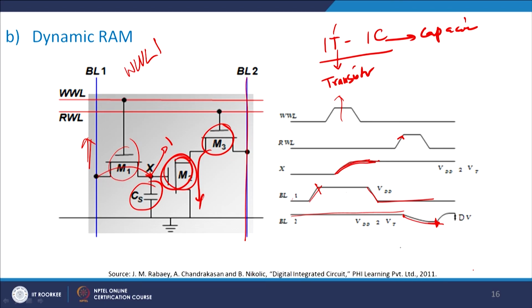So, dynamic RAMs are therefore based on a 1T 1C cell. This capacitance CS is able to store the data till the next read or write cycle comes into picture. So, this is the basic timing diagram of this.